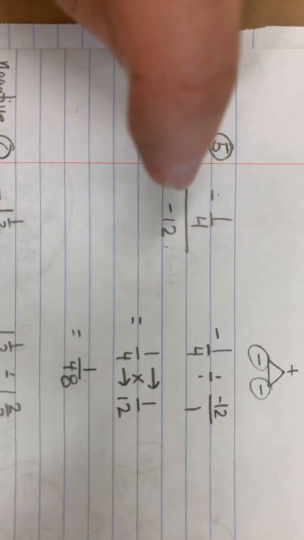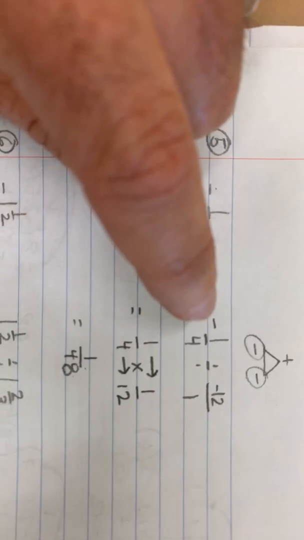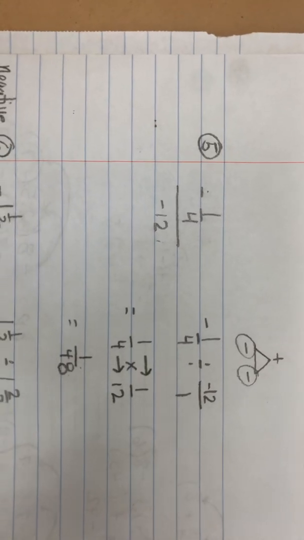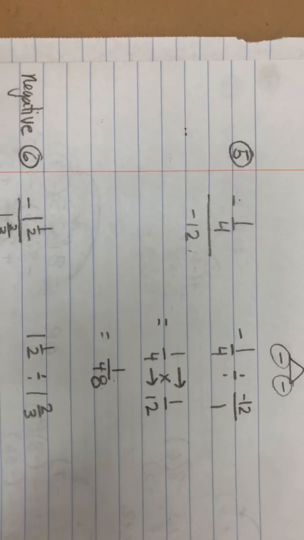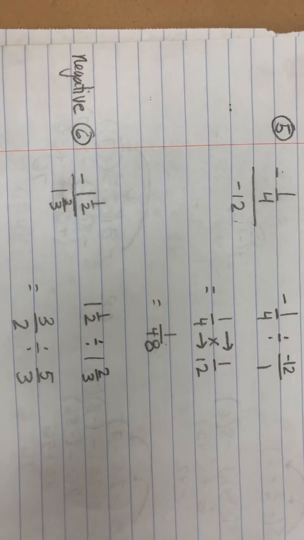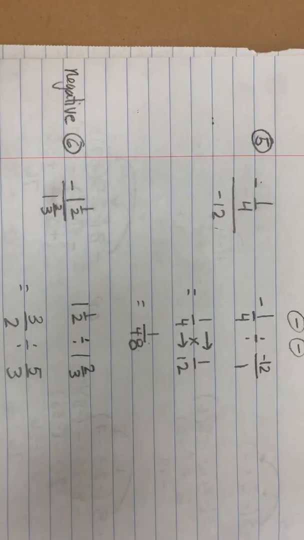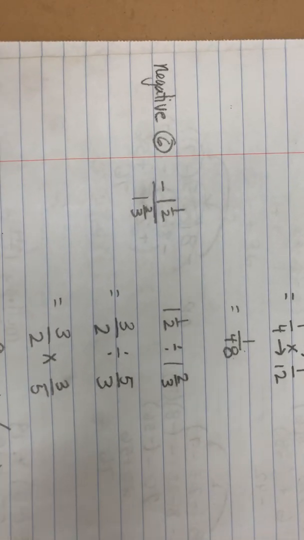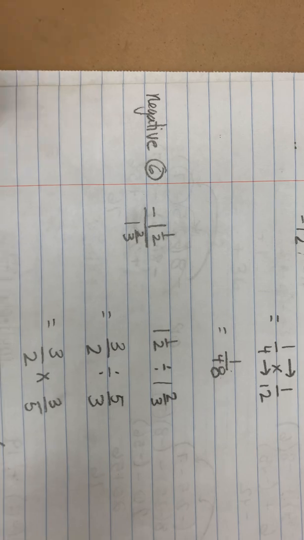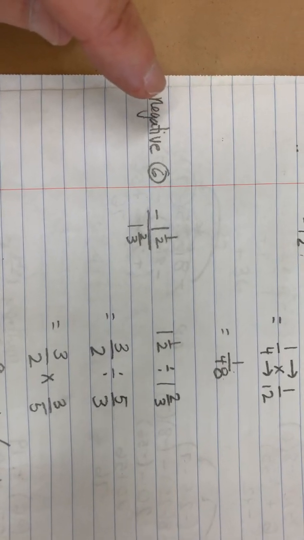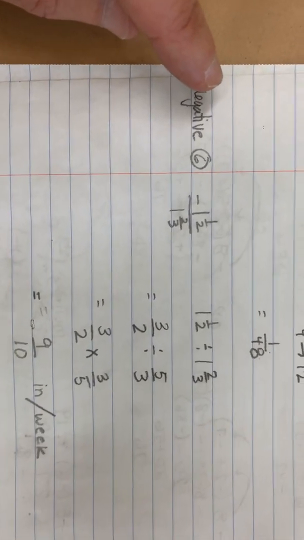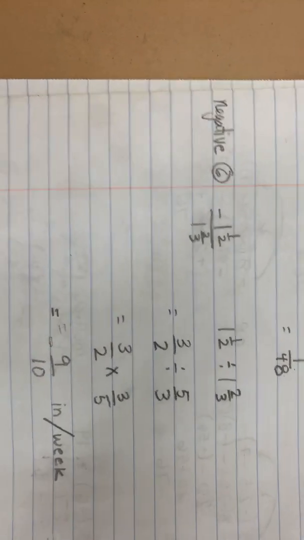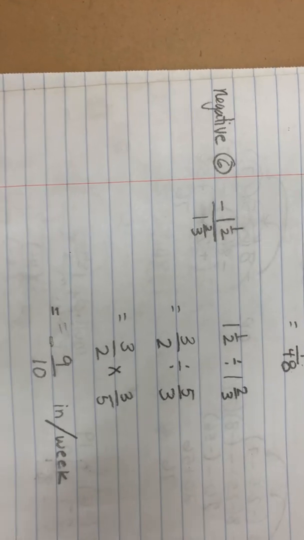-1/4 divided by -12. Keep, switch, flip, or multiply by the reciprocal. Note that there are 2 negative signs in that division problem, so my answer is positive. Whereas number 6, there was only 1 negative sign. I told myself, don't forget that your final answer should be negative. And I said -9/10 inches per week. It's not going to make sense if you don't have your textbook open.